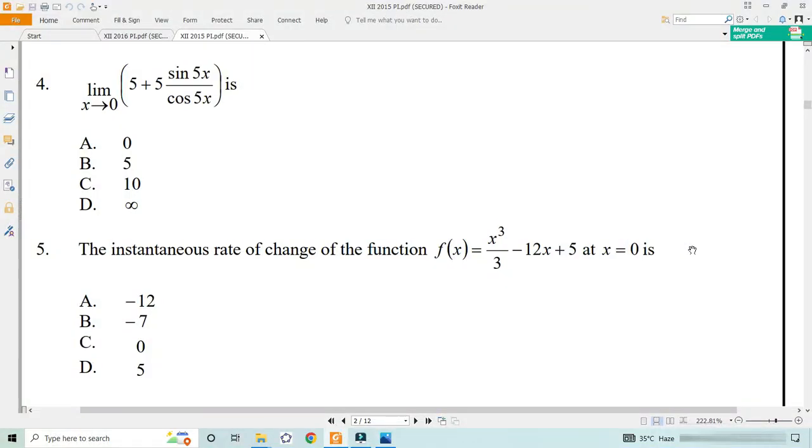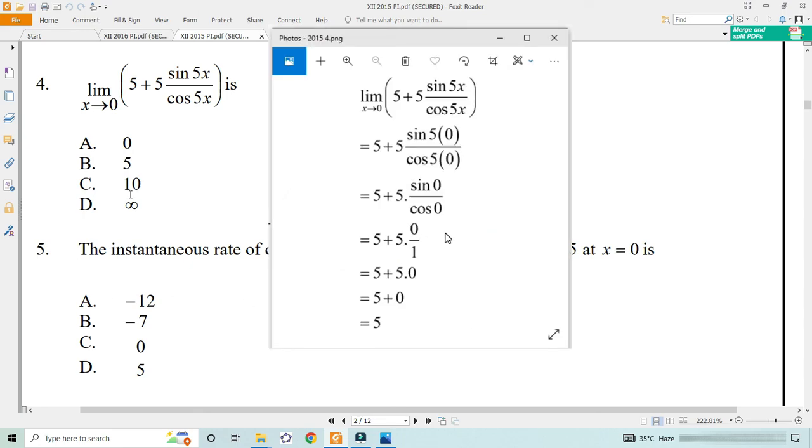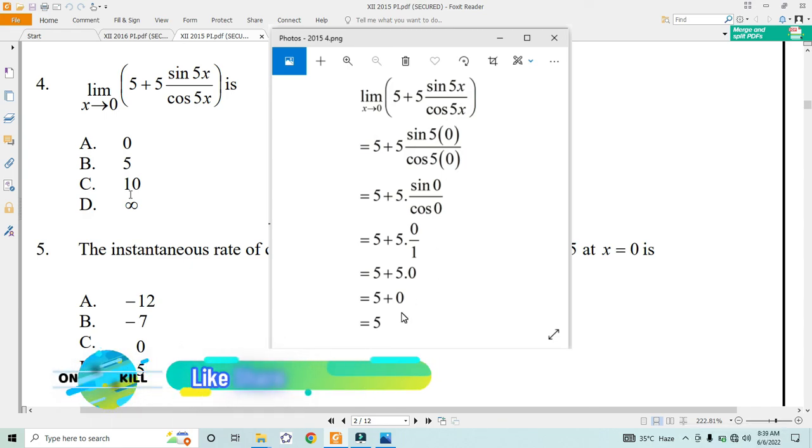In MCQ number 4, we have to find the limit of this function when x approaches 0. Because 0 पुट करने से denominator of the function 0 नहीं होगा तो function undefined भी नहीं होगा. So D cannot be the answer. So putting the value of x and simplifying, we get the value of the function 5. So B is the key.